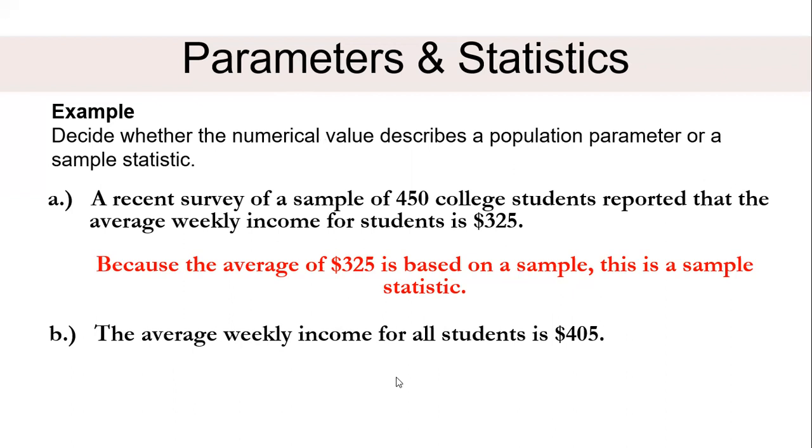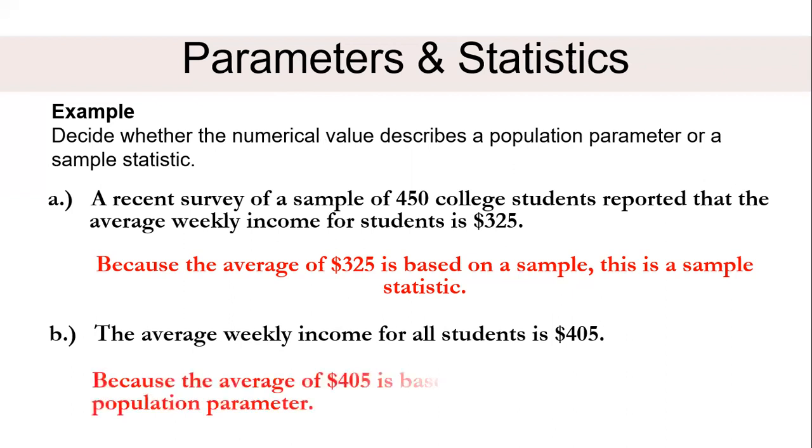This is already a parameter. Why? Because it says there for all students. That's why this is a parameter. So you have to be very careful. Once population is given, that's parameter. But once sample is given, then that is statistic.